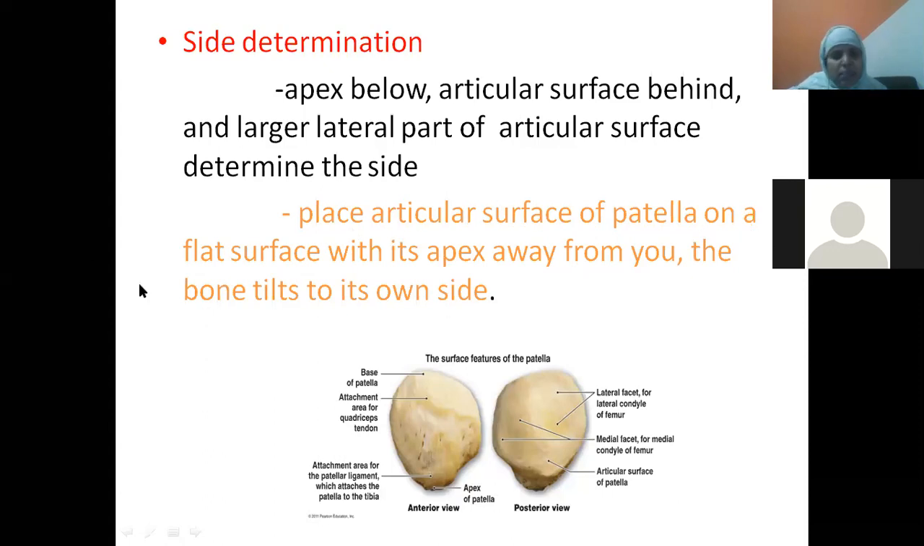Place the articular surface of the patella on the flat surface with its apex away from you, and the bone tilts on its own side. That's what I was telling you, beta. Okay.